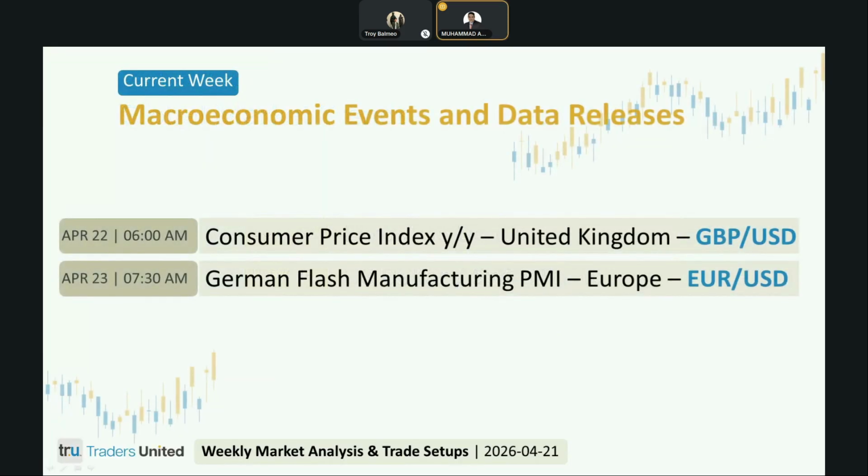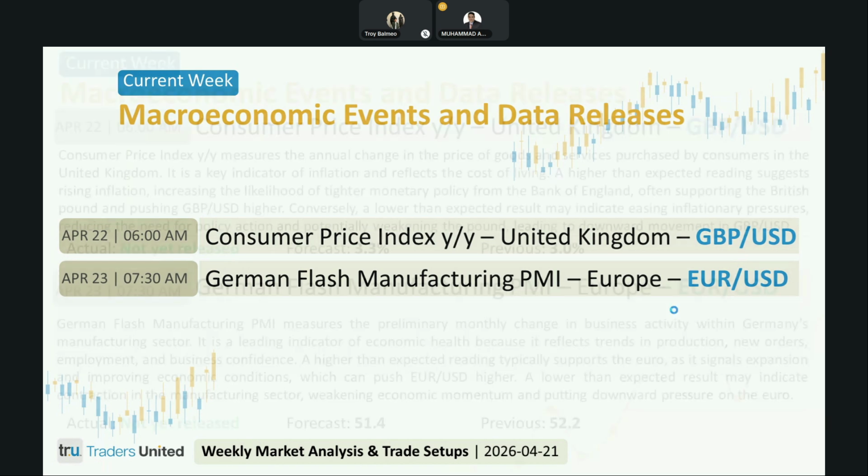Next, let us take a look at current week macroeconomic events and data releases. I will be covering the key developments in the Forex market with a focus on fundamental analysis. The first one is the Consumer Price Index, also known as CPI. So these are the upcoming news events. The first one is the CPI, the second one is the German flash manufacturing PMI in Europe related to the EURUSD currency pair. Let's discuss it further.